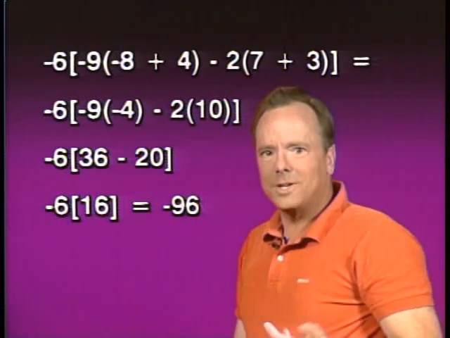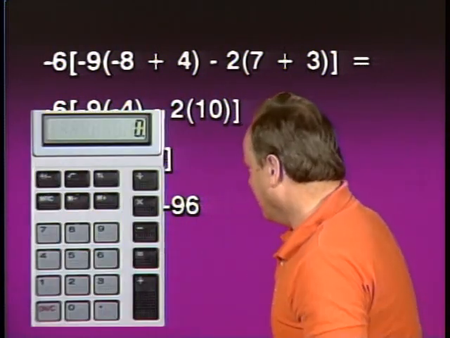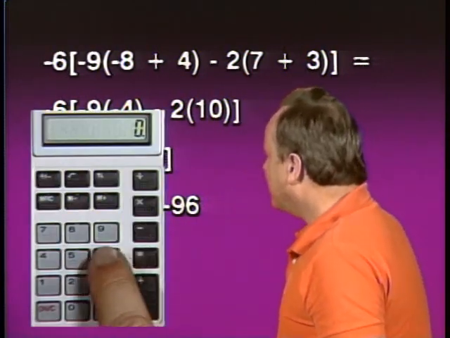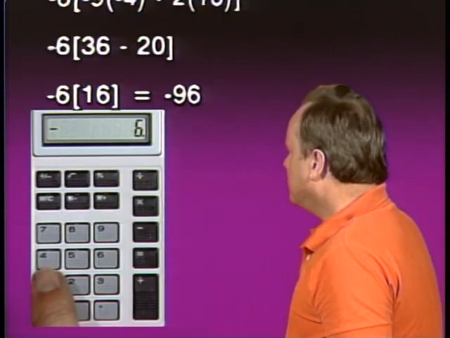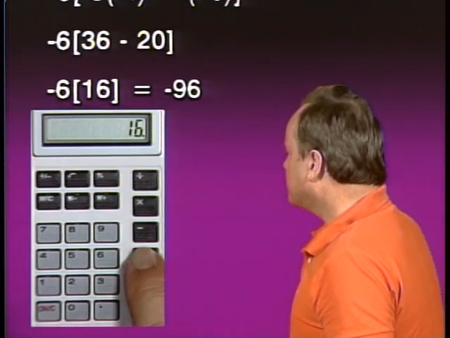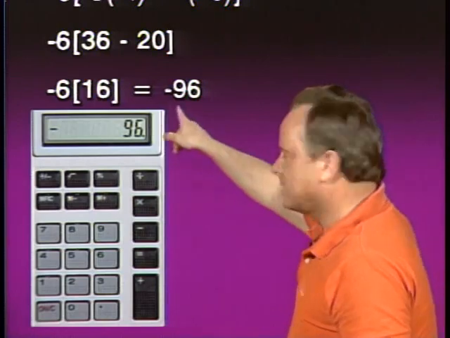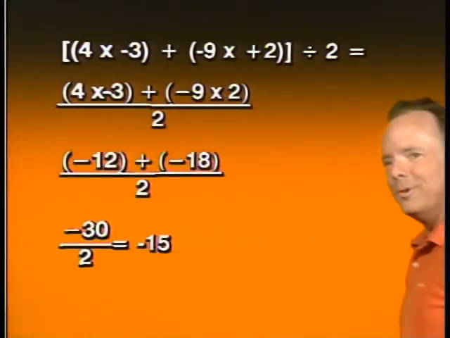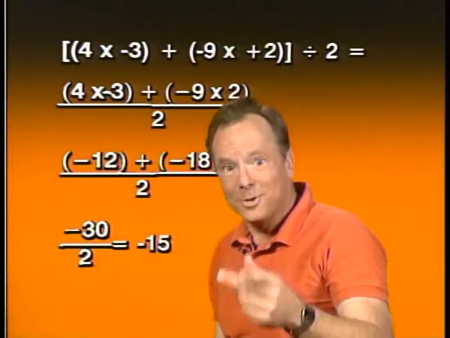And this time, let's use the electronic calculator. I don't want to get too carried away. So it's minus 6 times 16 equals minus 96. See? Nothing to it. It's all too easy for everybody. I can see that right now. So let's you and I do another one.